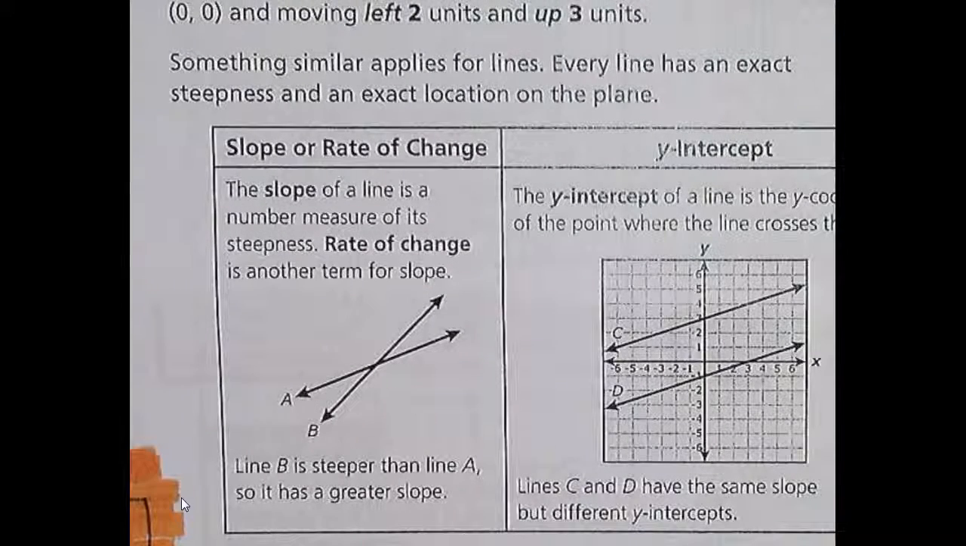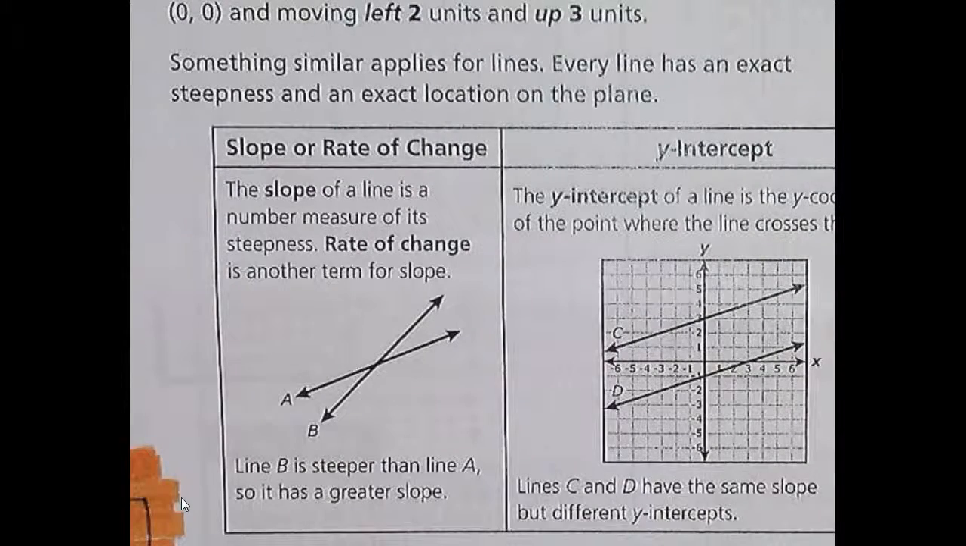How about rate of change? Constant rate of proportionality. How about unit rate? How about miles per hour? How about direct variation? How about slope? How about the letter M? All good stuff. And then your y-intercept, that's just where the line crosses the y-axis. There's really nothing to it.